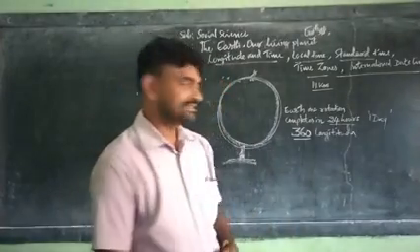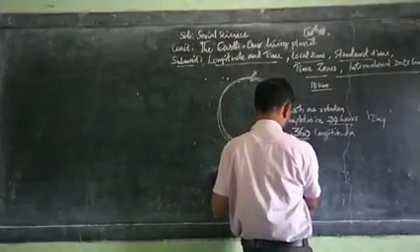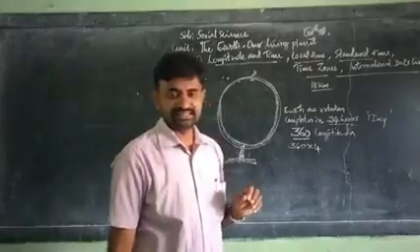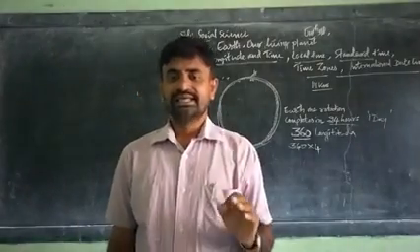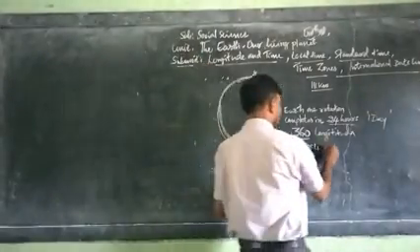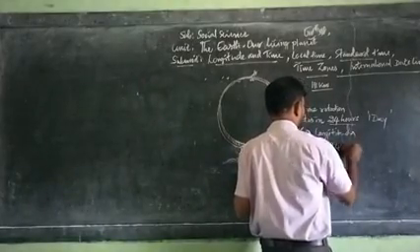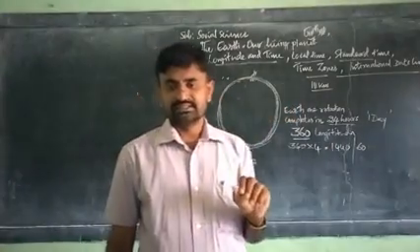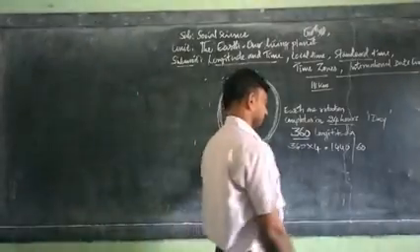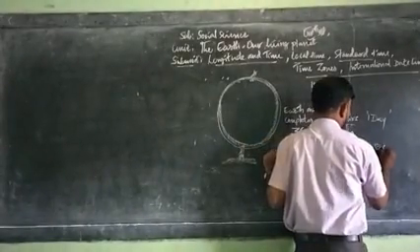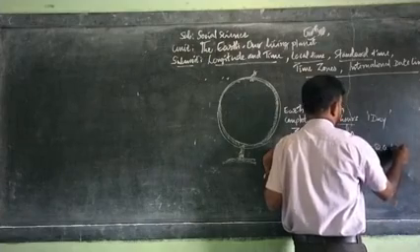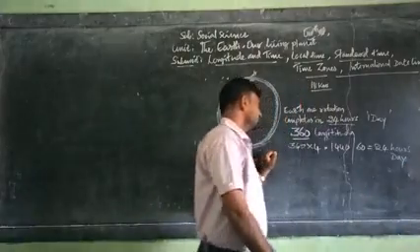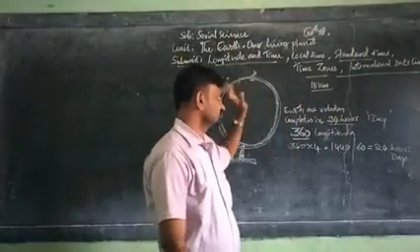That's why 360 into 4 equals 1440 minutes. Divided by 60, it equals 24 hours, or 1 day. So this is the rotational system of the Earth.